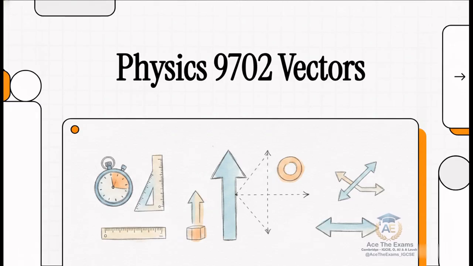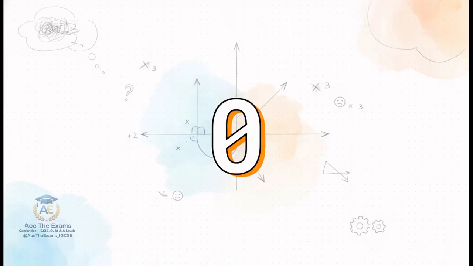But look, we aren't just looking at the physics today. We're going to break down the exact high-mark exam strategies you need to translate your theoretical understanding of magnitude and direction into actual, tangible results. 0. Yep, absolutely nothing. That is the shocking number of marks awarded for a perfectly calculated vector answer that completely ignores the context of the question.